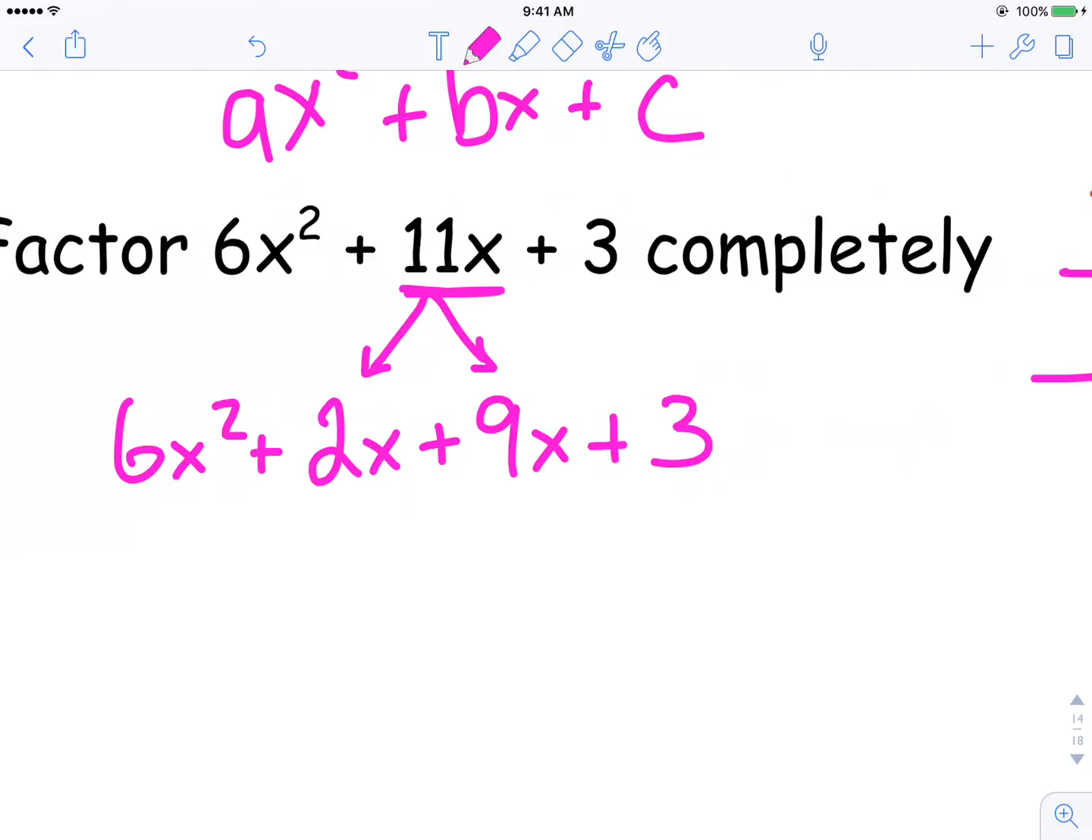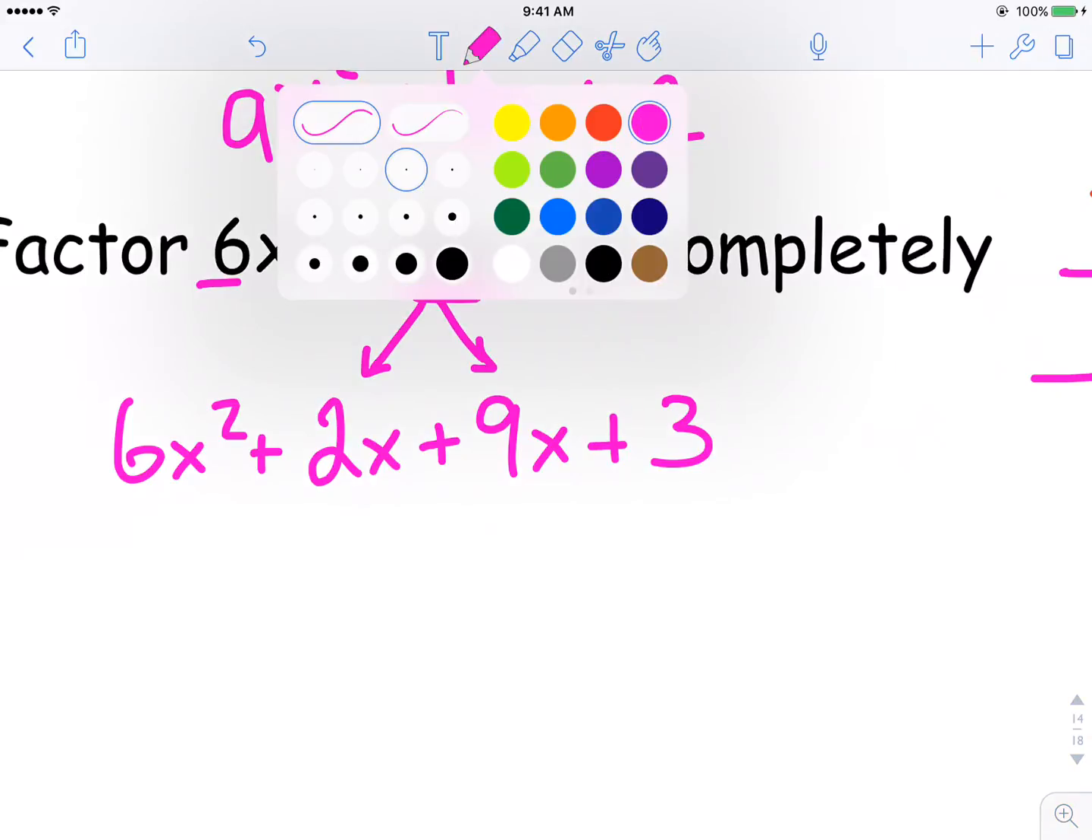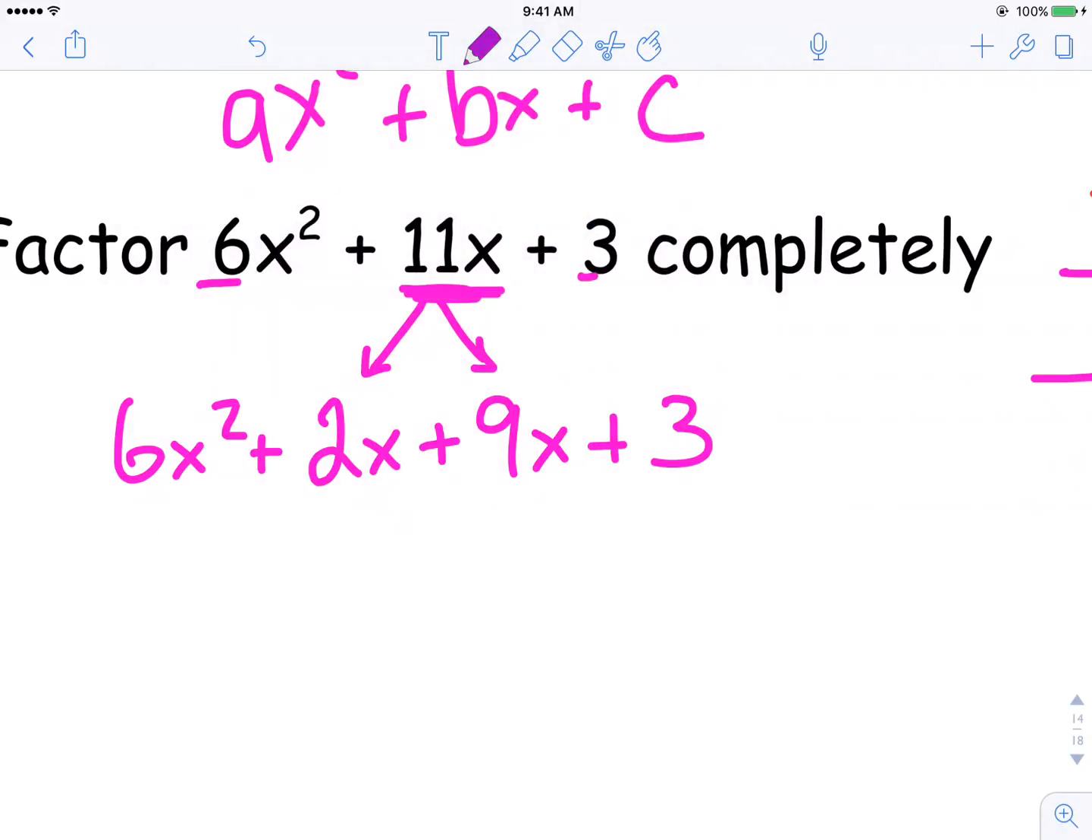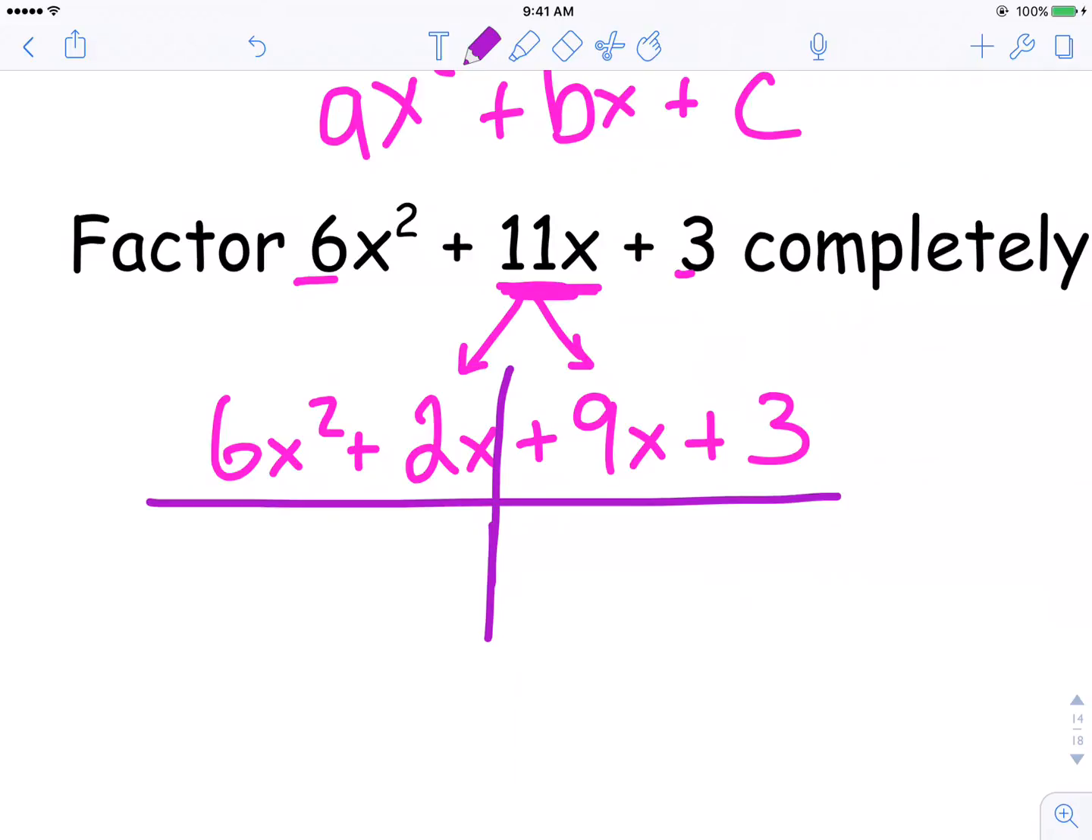Step 1, find my two integers that multiply together to give us a times c, but add together to give b. Step 2, decompose. Step 3, old school style, T-factor, or factor by grouping. Okay, proper terminology, factor by grouping.